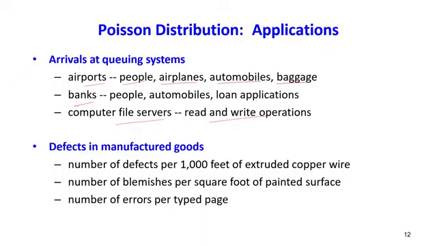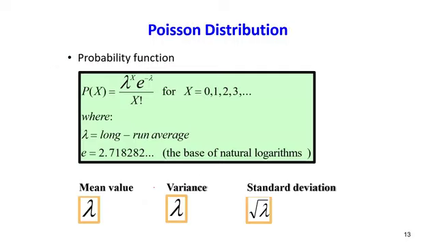So what could be those occurrences? The number of defects per 1,000 feet of copper wire, or the number of blemishes per square foot of the painted surface, or the number of errors per type purchase, or the number of people entering a bank or entering the airport. All those kinds of scenarios, if we have to analyze, then we can refer to this Poisson distribution. This is even relatively simpler than the binomial distribution.